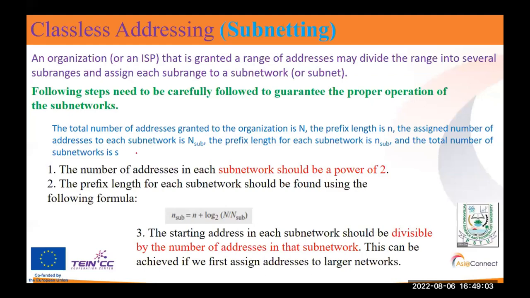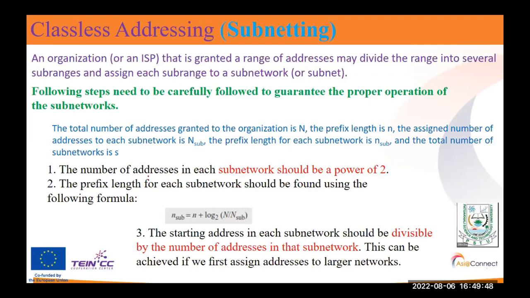So the first rule is that the number of addresses in a subnetwork should be a power of 2. The prefix length for a subnetwork should be found using the following formula. What will be the prefix length? n sub equals n plus log base 2 of capital N by N sub. Capital N is the total number of addresses. N sub is the total number of addresses in one subnetwork. So this is the equation to calculate the prefix length.